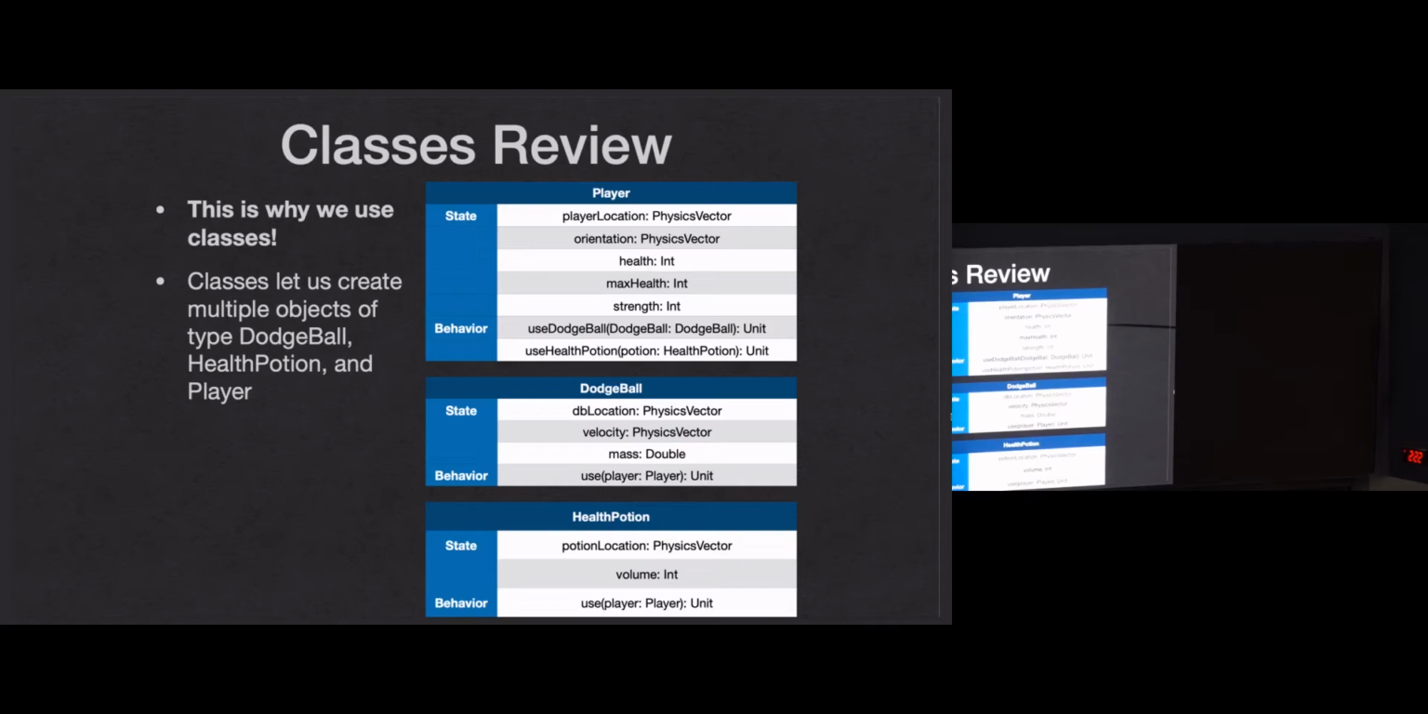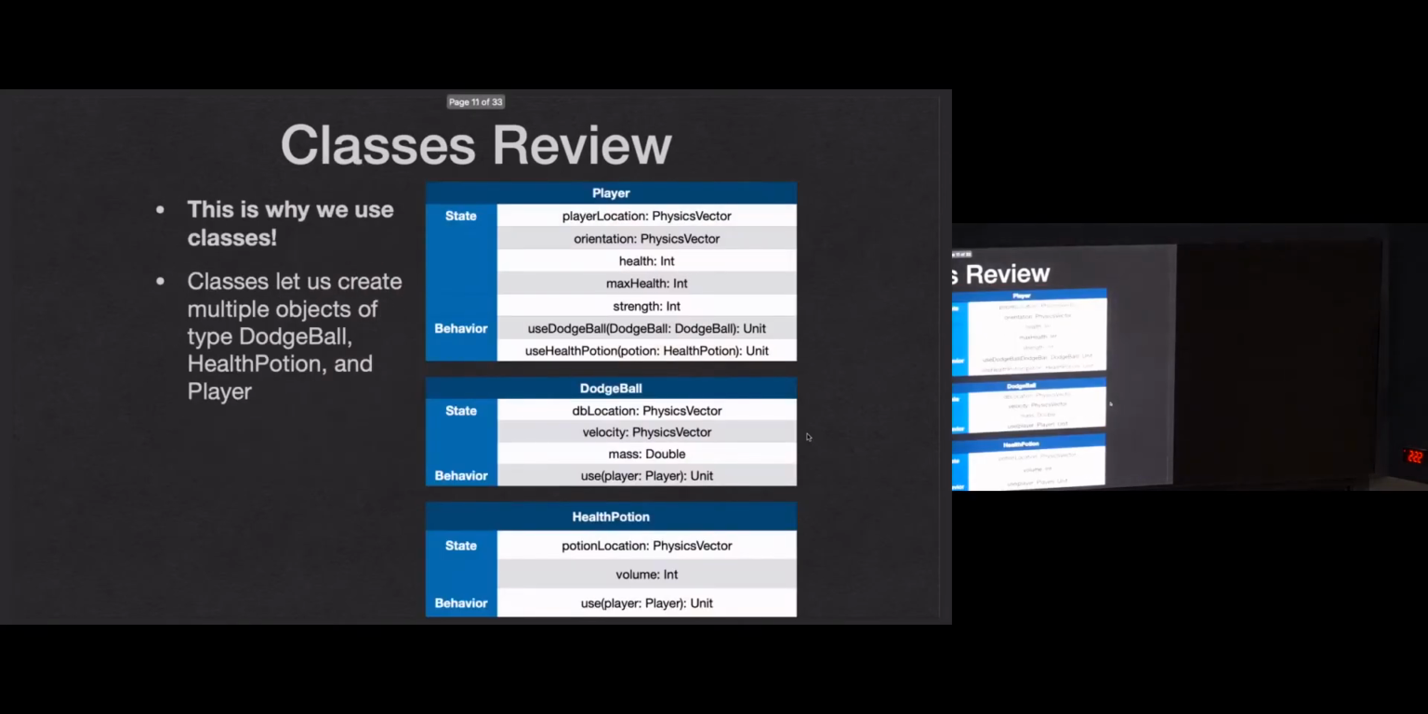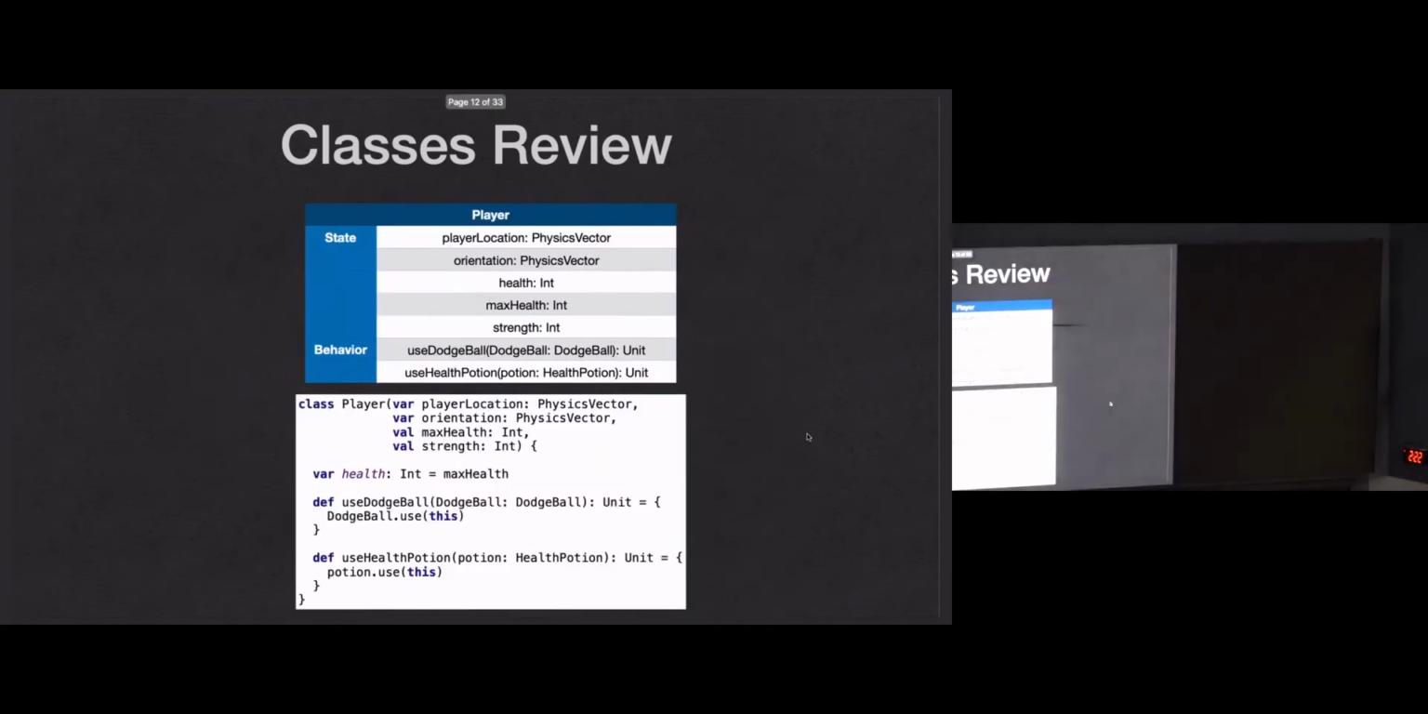So in Scala, when we create things using object, there can only be one of them. Those are singletons. There can only be one health potion ever. We use classes, and we're going to rewrite these as classes so we define a type and create multiple objects of that type. This is why we learned classes last week.